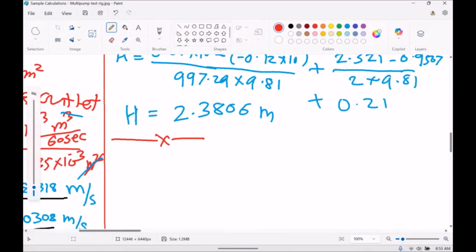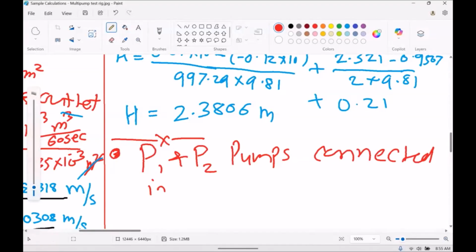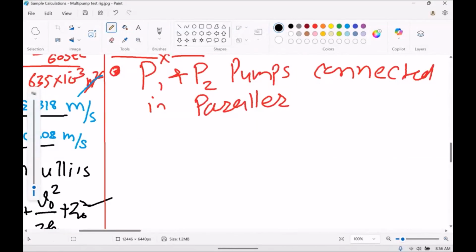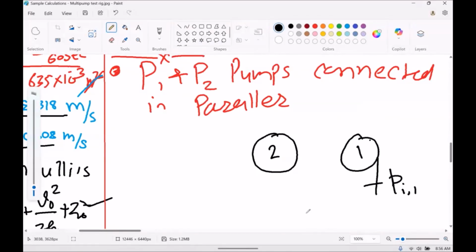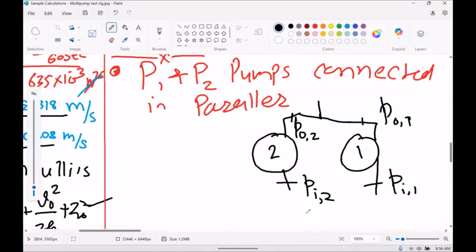Now repeat the procedure for all readings. And now the third part is pump 1 and pump 2 connected in parallel. So Bernoulli, before that we will understand this is pump 2 and this is pump 1. Input pressure for pump 1, output pressure for pump 1. Here input pressure for pump 2, here output pressure for pump 2. So this will mix together. So here the pumps work individually and the outputs are connected together.